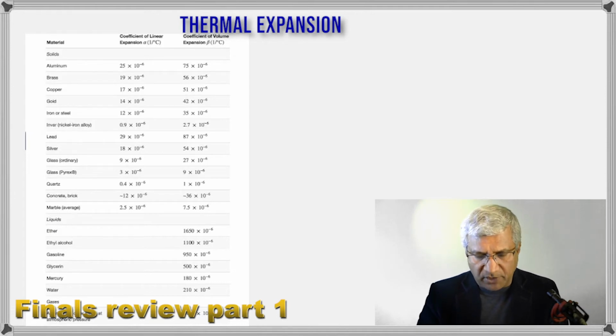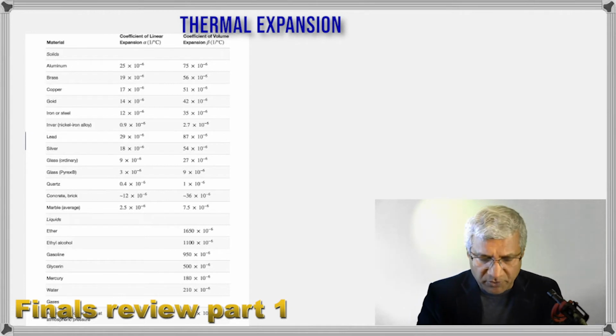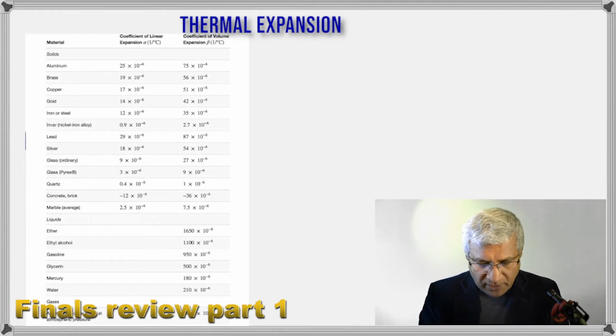So aluminum, oh, did I say aluminium? That's how the British say it. Aluminum has 25 times 10 to the negative 6. And then you can look down and you can see that lead has 29 times 10 to the negative 6. So lead expands more than aluminum. And when you come down, you can see all the values there.